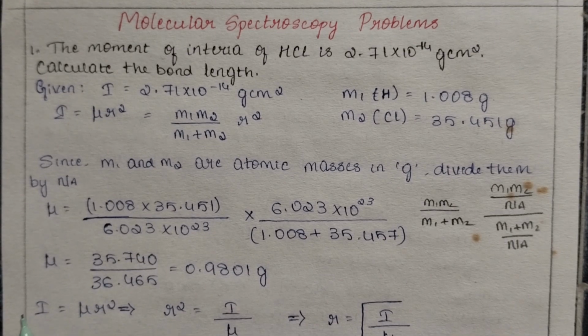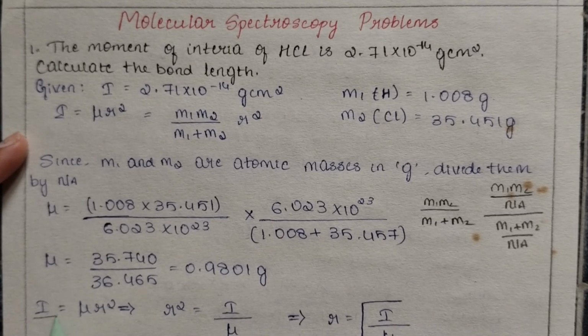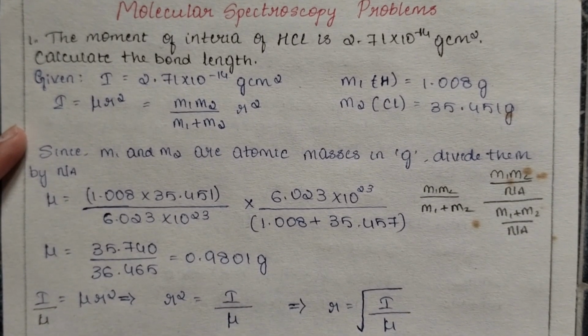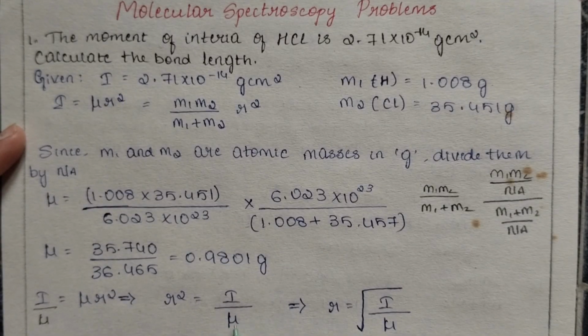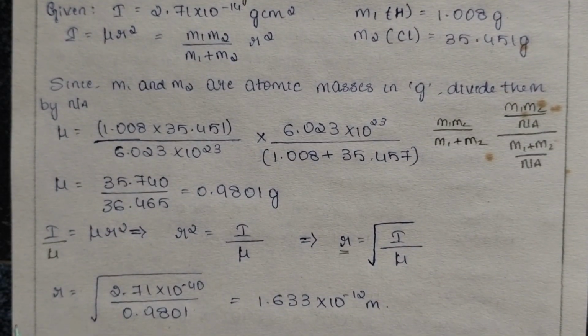Now substituting this value in the equation which we know, that is I is equal to mu r square. Since we need to find the value of r square, we'll move mu to the denominator, which gives us r square is equal to I by mu. And since we need only the value of r, we'll take the square root of I by mu. Thus substituting the values, r is equal to square root of 2.71 into 10 to the power of minus 14 whole divided by 0.9801. We'll get the value as 1.633 into 10 to the power of minus 12 meters. So this is the bond length.